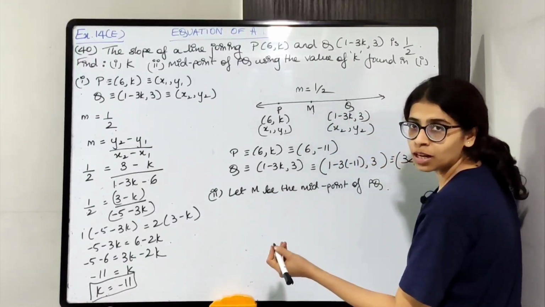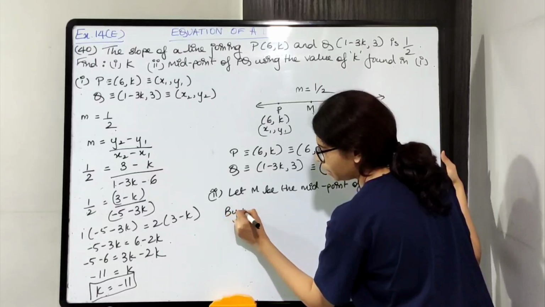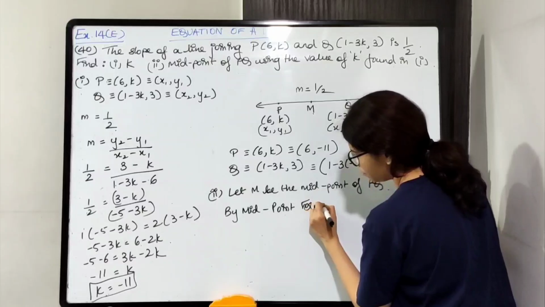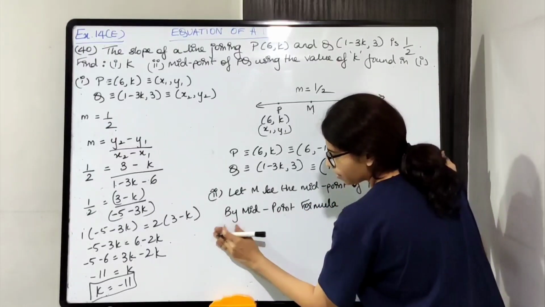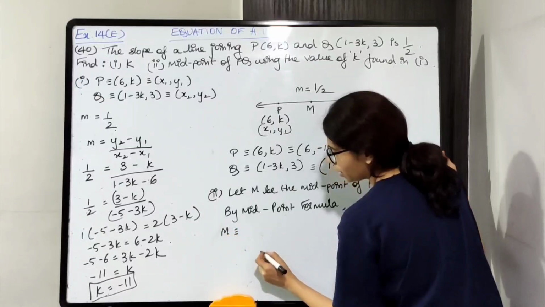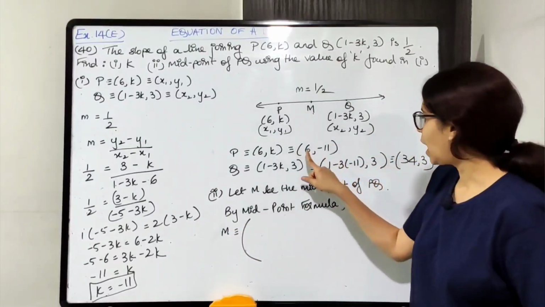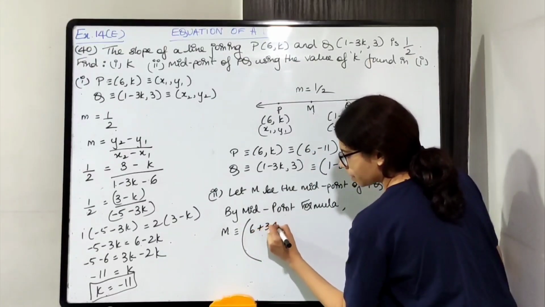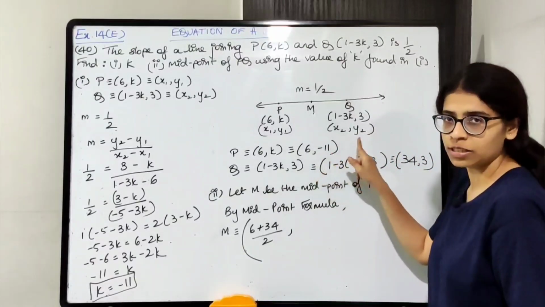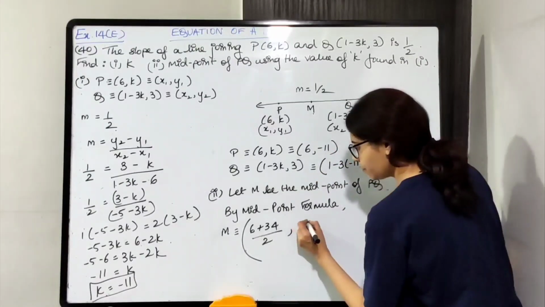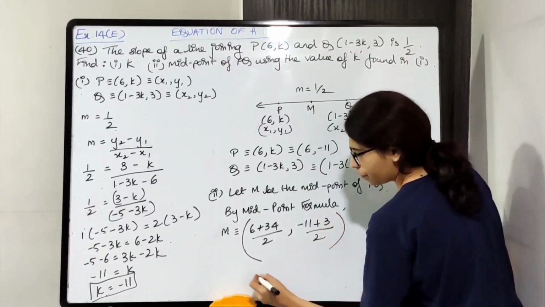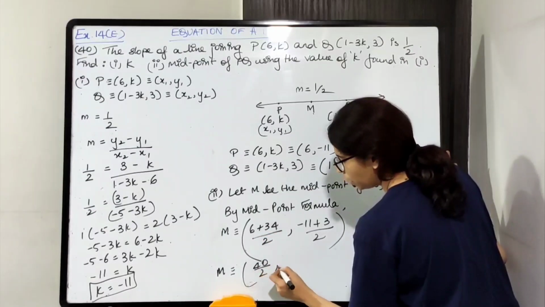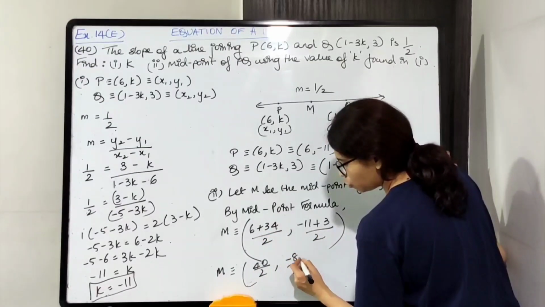So by midpoint formula M का coordinates क्या हो जाएगा? By midpoint formula, M का coordinates हो जाएगा, adding the x coordinates of P and Q, 6 plus 34, divided by 2, and adding the y coordinates, dividing by 2. So minus 11 plus 3 divided by 2. So that will give 6 plus 34 is 40 upon 2 and this will be minus 8 upon 2.